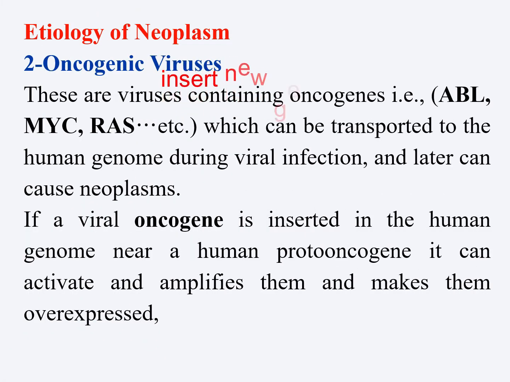Here is a continuation of etiology of neoplasm. We have oncogenic viruses, and these are unique viruses that can insert a new gene in the human DNA. Oncogenic viruses are specific viruses that contain APL, MYC, or RAS, or any other types of oncogenes. And actually, these RAS or MYC can be transmitted to the human genome and inserted just near a normal oncogene of the human body. So when a viral oncogene is inserted near a human proto-oncogene, they will activate each other. Mainly the viral oncogene will activate the human one.